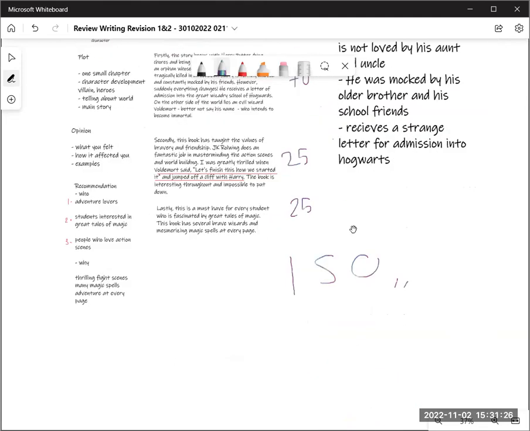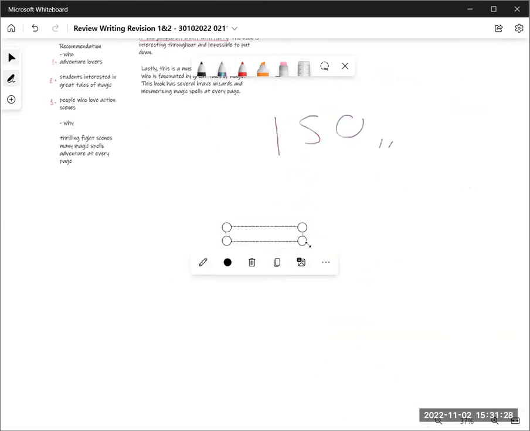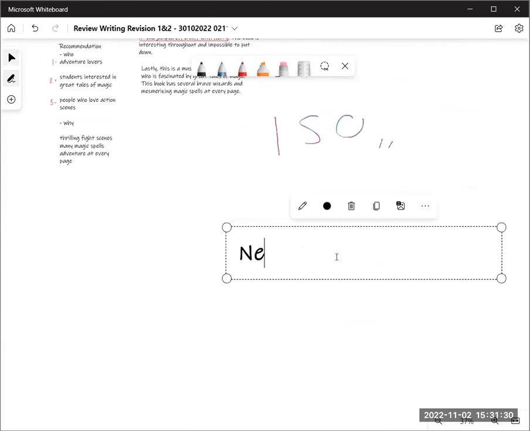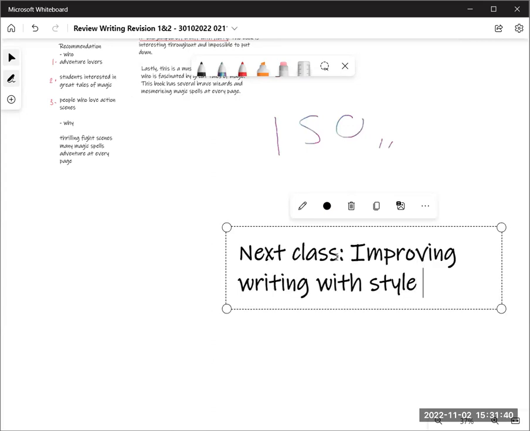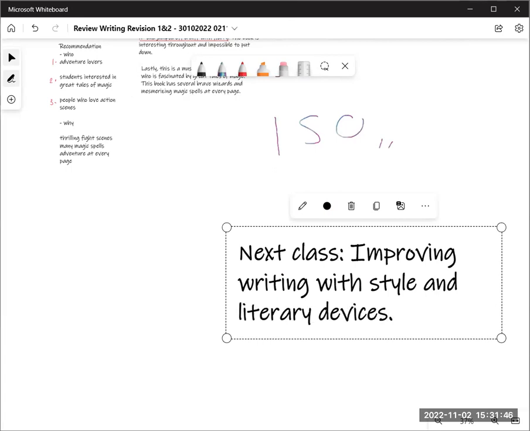We'll continue with improving writing with style techniques, or style and basically literary devices. That's it. Let's stay for a second.